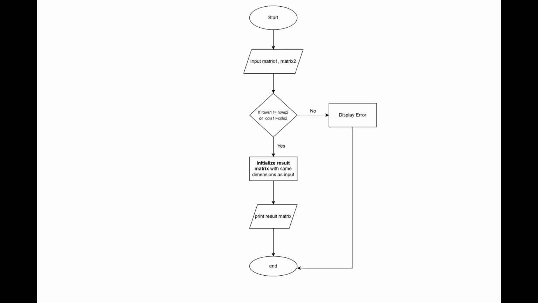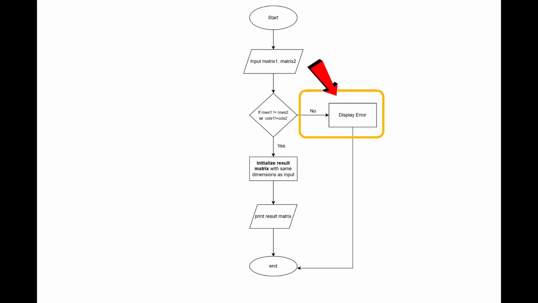Let's now walk through the flowchart for performing matrix addition. We begin with the start block. The process kicks off from here. Then we move on to input two matrices, matrix 1 and matrix 2. Next comes a very important step. We check whether the dimensions of the two matrices are the same. That means rows 1 should be equal to rows 2 and columns 1 should be equal to columns 2.